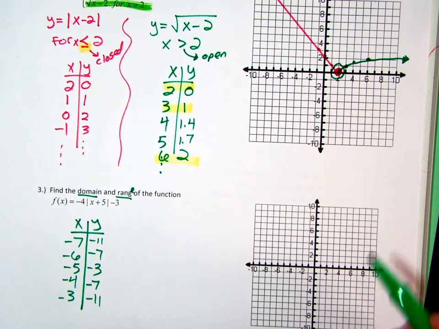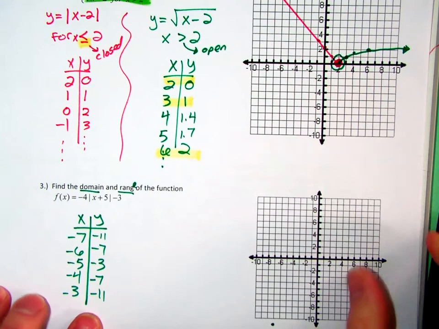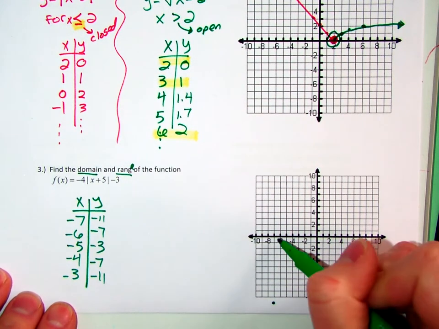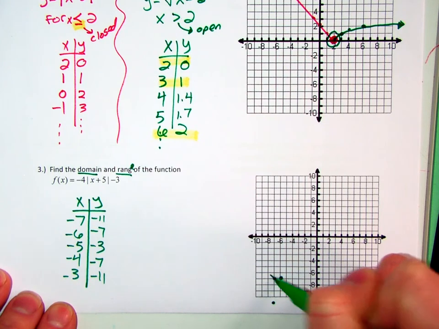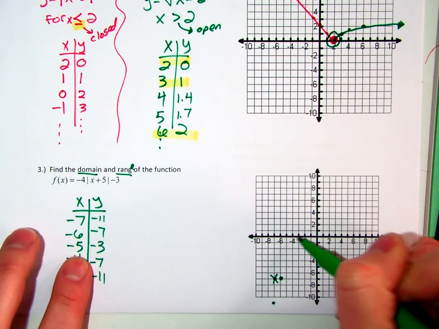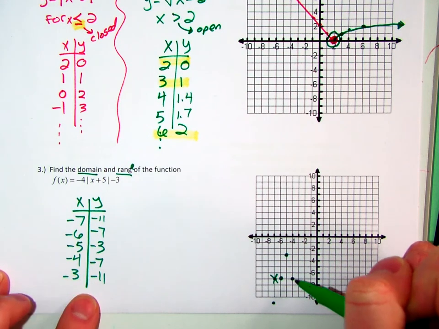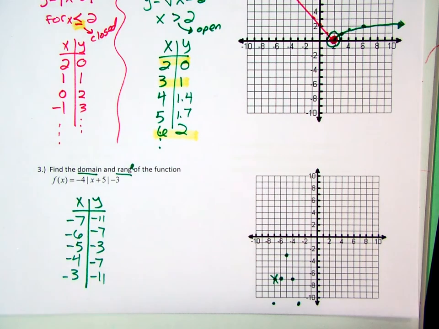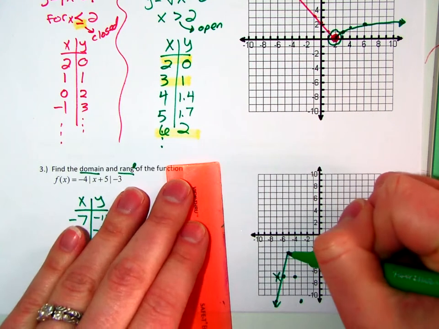Okay, so now I can go ahead and graph this, right? X is negative 7, y is negative 11 would be 1 off the graph, so I'll just make a little point slightly below, okay? And then we can go ahead and graph negative 6, negative 7, and then negative 5, negative 3, negative 4, negative 7, negative 3, negative 11. And then again, because that was a straight line when I looked at my graph, I'm going to go ahead and get my straight edge to make the straight lines, arrows at the end.